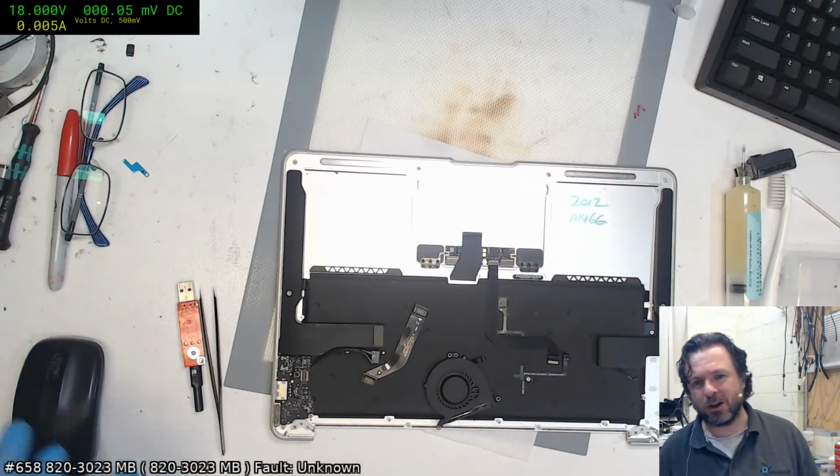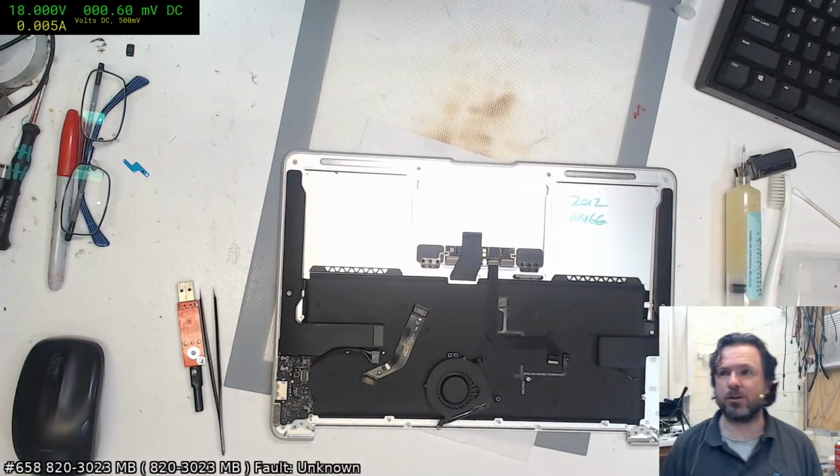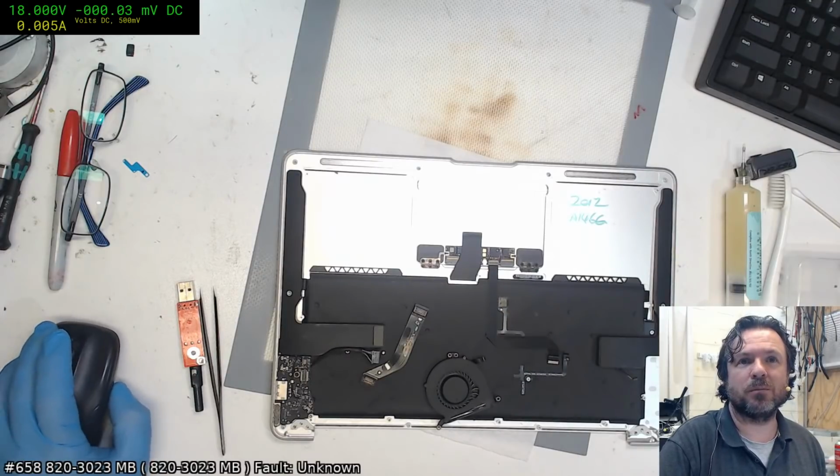Yeah, the 3209 is the one I'm thinking of. That one, if you get a 3 beep, I think you can reflow and it's okay. I could be backwards here.